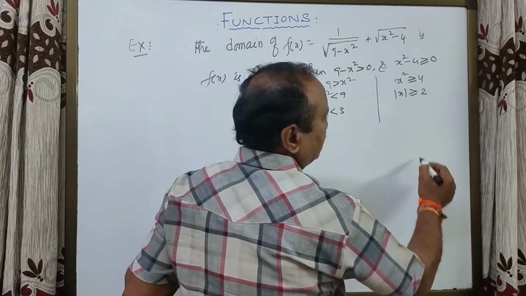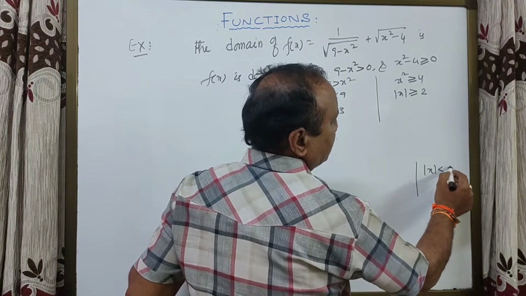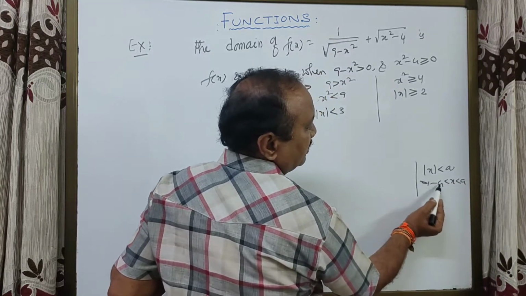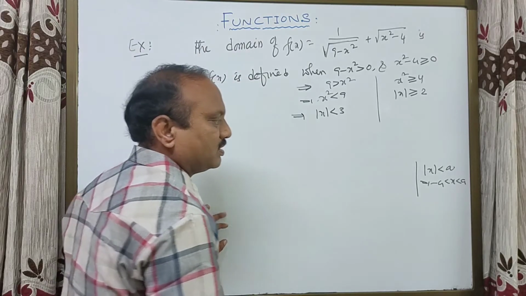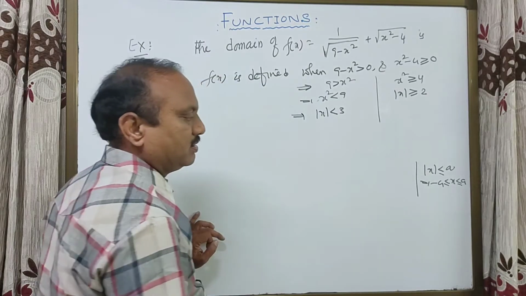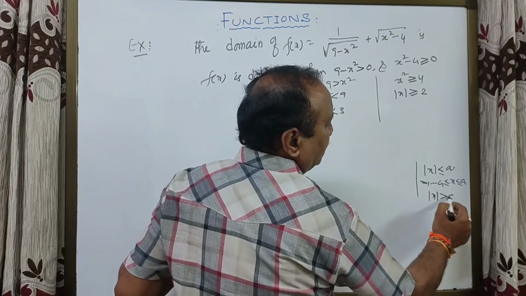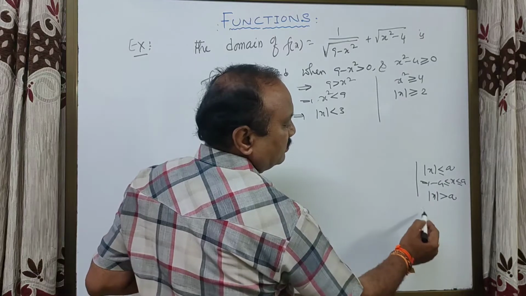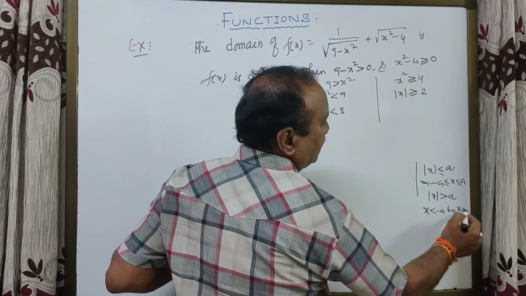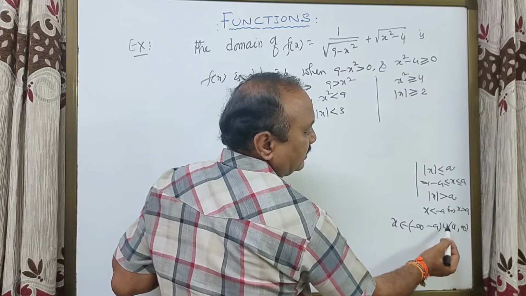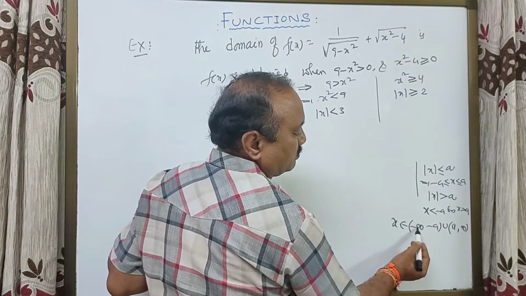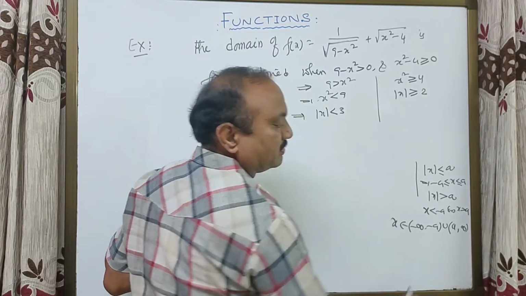Dear students, you remember these formulas. Mod x less than a implies that minus a less than x less than a. This x value lies between minus a and a. If you take equal to, you take the equal symbol here. Mod x greater than a means x is less than minus a or x is greater than a. X belongs to minus infinity comma minus a union a comma infinity.